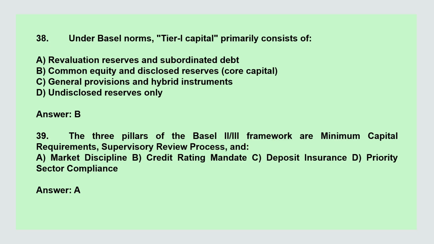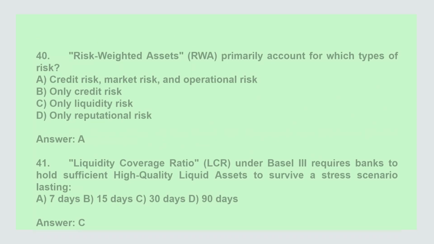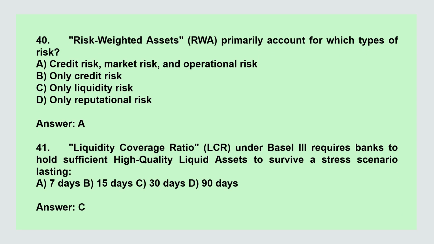The three pillars of the Basel 2-3 framework are minimum capital requirements, supervisory review process, and answer A, market discipline. Risk weighted assets primarily account for which types of risk? Answer A, credit risk, market risk, and operational risk. Liquidity coverage ratio under Basel 3 requires banks to hold sufficient high quality liquid assets to survive a stress scenario lasting answer C, 30 days.